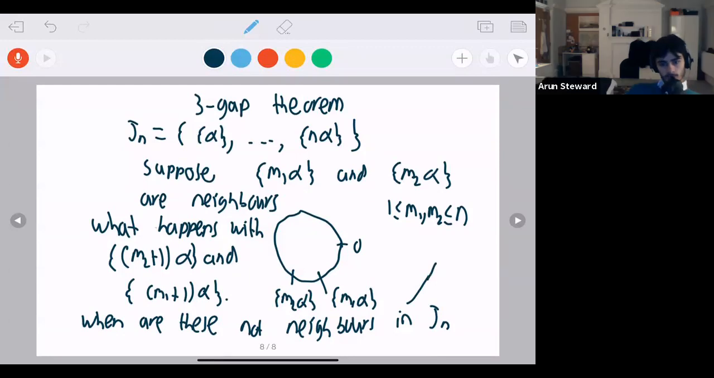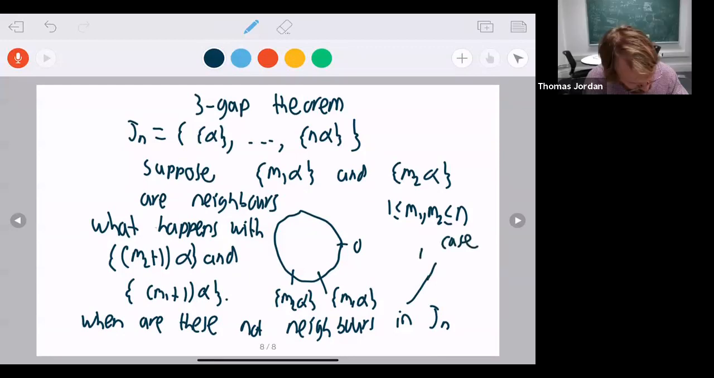So one case is either m1 or m2 is n, in which case when you add 1, you get something which is not in J_n. And then because alpha is irrational, it can't be a value which previously occurs in J_n. So in that case, they wouldn't be neighbors. How else, is there any other way you could get that they're not still neighbors?